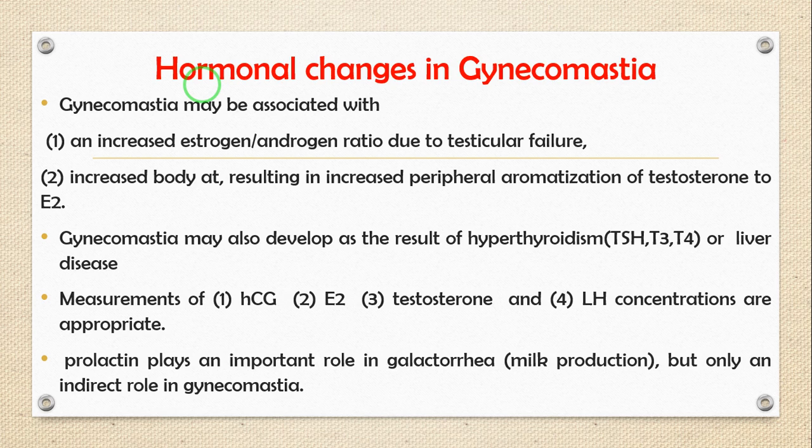Certain pathological conditions also may lead to gynecomastia, for example hyperthyroidism and liver disease, because the metabolism of androgen and estrogen may be affected by disease in these organs. We can measure the level of human chorionic gonadotropin, testosterone, estrogen, and luteinizing hormone. All will be affected, and we can use them to screen for this condition. Prolactin is important only in galactorrhea, which is milk production, and is not closely linked to gynecomastia.